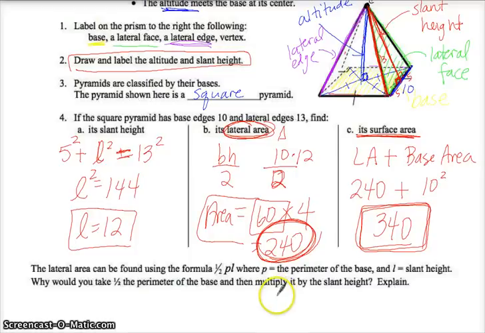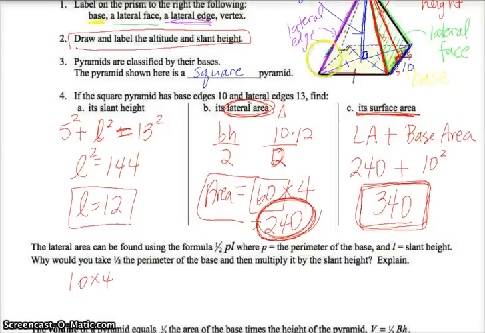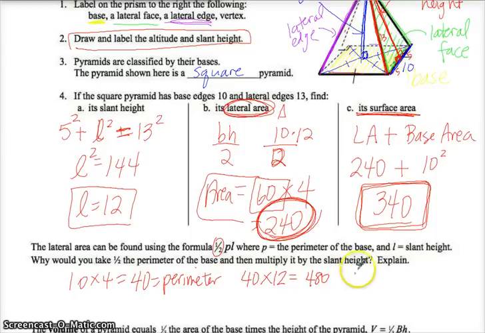So the perimeter of that square, it was 10 times 4 different sides, right? So here we have it up here. So that's a perimeter of 40. Okay, then we're going to multiply that by the slant height. 40 times the slant height we said was 12. That's 480. But then it says we're going to divide it by 2. So we divide that by 2. We get 240. So yeah, that worked. Okay, that was the same.